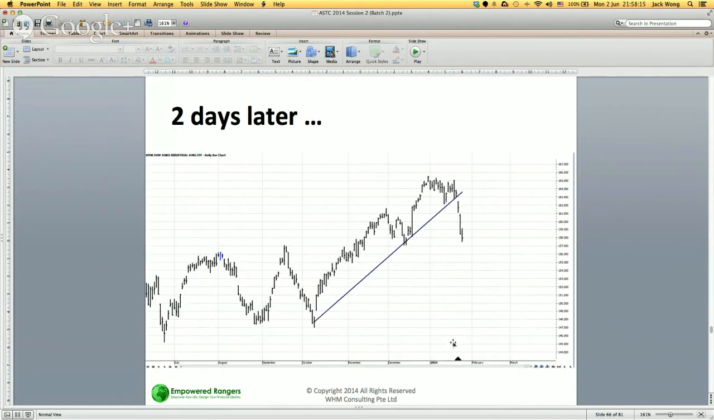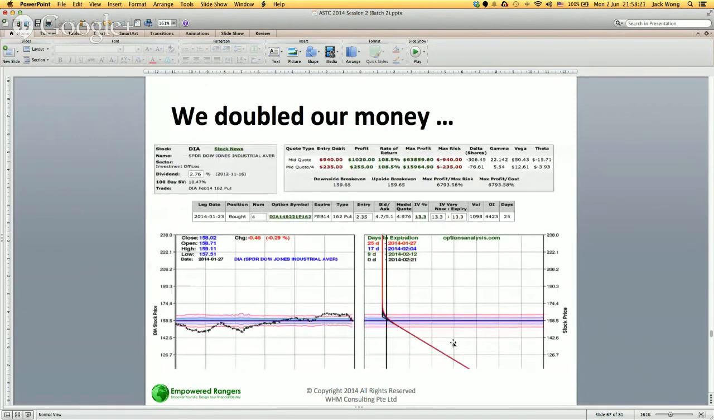Two days later, the market really tanked. So this is just to show you that the position doubled the money in 2 days. These are the opportunities where you need to be very fast. Okay, so I'll let you study these slides. If you don't understand, let me know.